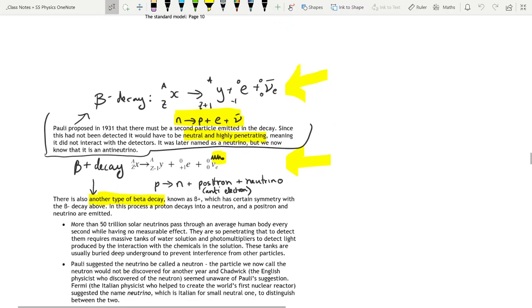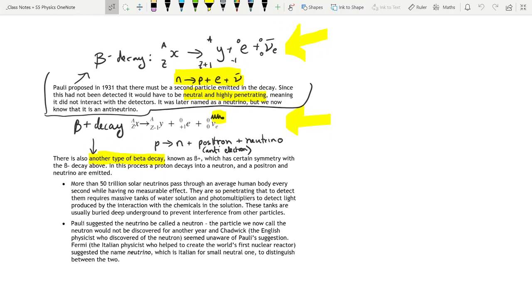Now there's a bit of writing here because the notes are a little bit wrong. Okay, so in beta minus decay, I've put an example here. This is beta minus decay because this one here is beta positive decay. It's a little bit confusing with the notes, so that's why I put a line in here. Okay, so Pauli proposed in 1931 that there must be a second particle emitted in the decay to account for all that energy.